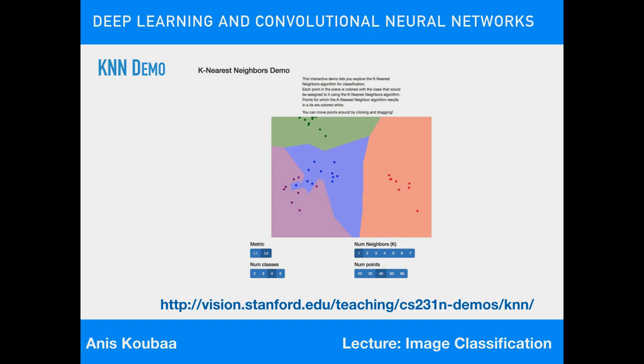So there is a demo here. You can actually try it at home. It's from Stanford University, from the course that I have already pointed to you. You can play with the value of neighbors, the number of points, the number of classes, and the metrics, and you will see different behavior for the clustering here. So I invite you to test this at home so you can get information about the impact of the hyperparameter. So now I'm going to talk about the hyperparameter.